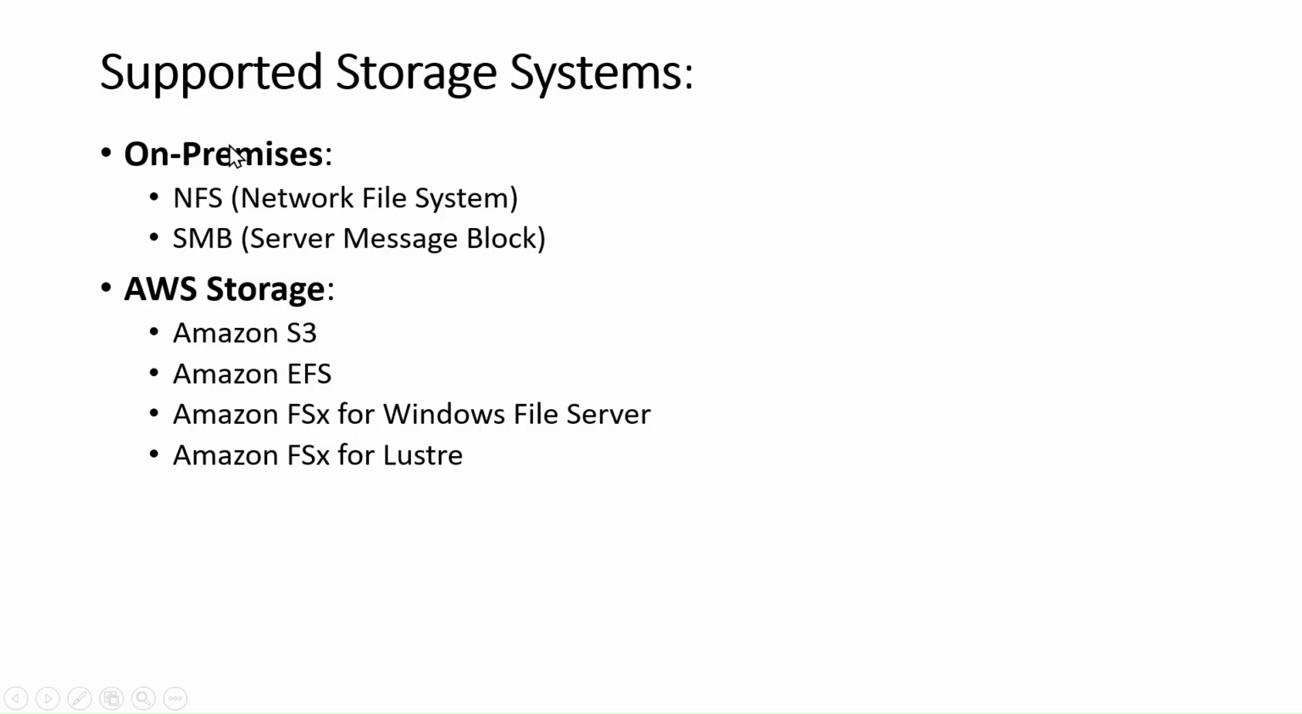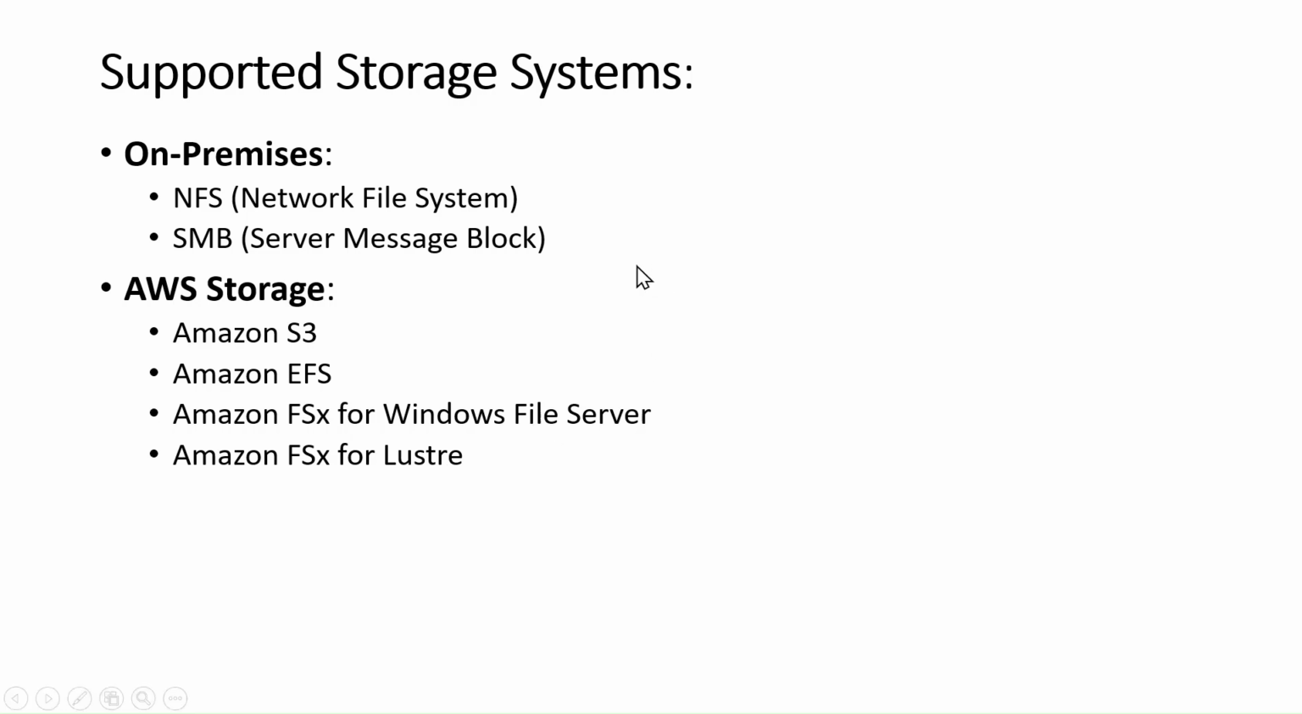And here are some data storage supported things. When it comes to on-premises, these are the storage things we can use to migrate or replicate the data. That is, Network File System or Server Message Block. And when it comes to AWS, there are many things in which we can store the data.